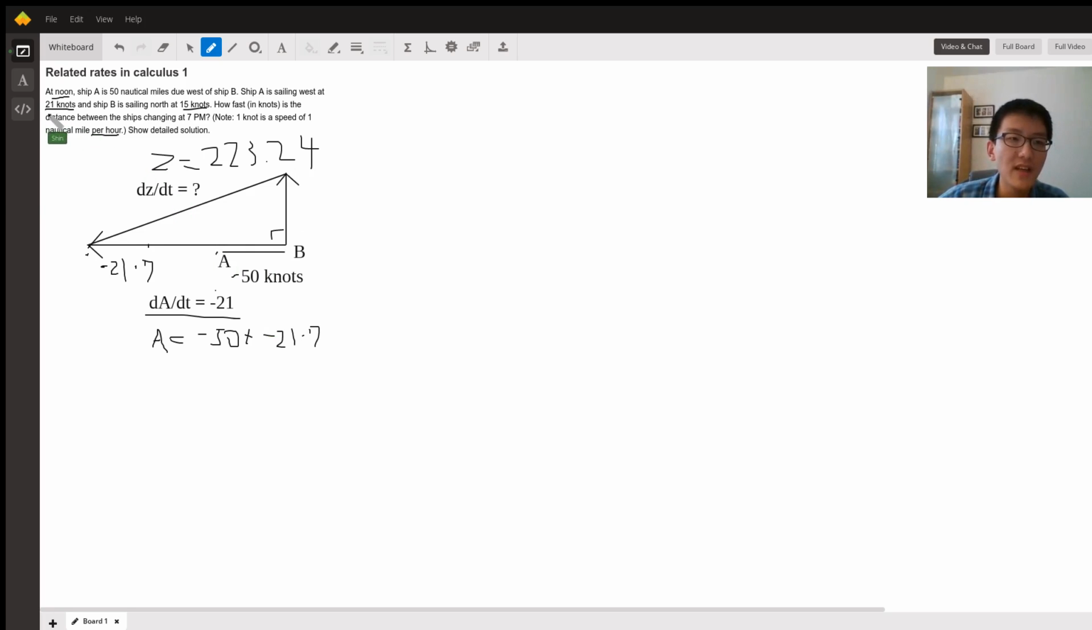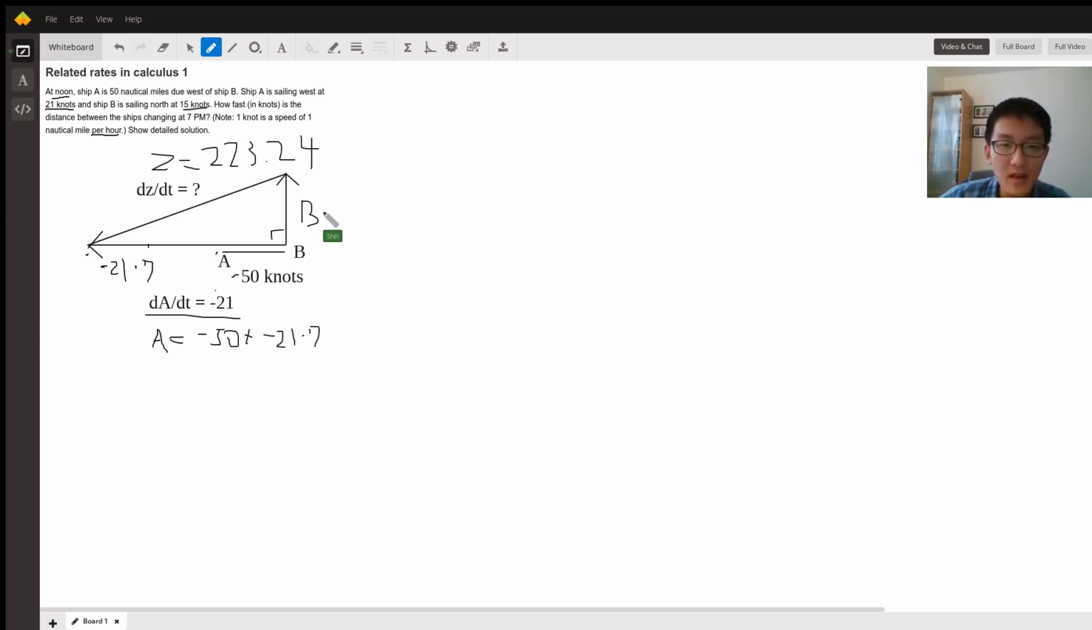Since A is traveling at a constant rate of negative 21 knots, and it's traveling that for 7 hours from noon to 7 p.m., the additional distance traveled by A from noon to 7 p.m. is negative 21 knots times 7 hours. The total distance will be negative 50 plus this. Actually, I should have said miles.